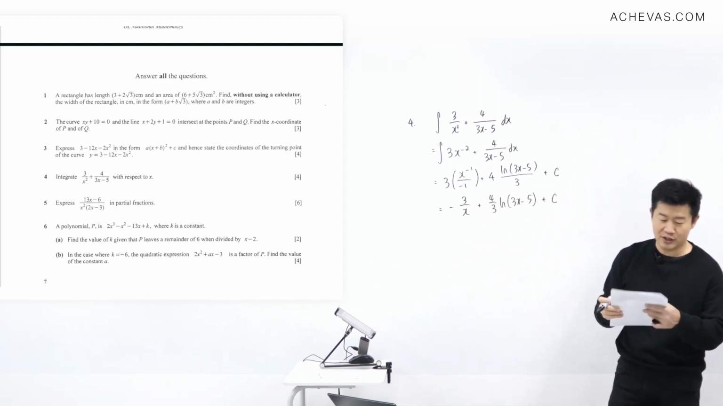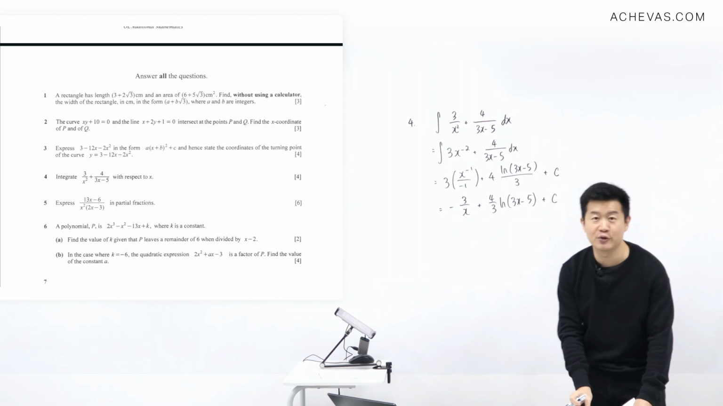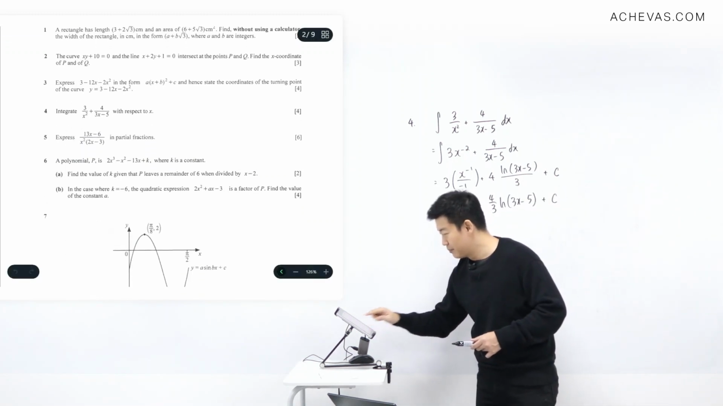Let's take a look at the next question, which is question number 5. It is a partial fraction question. Yep, partial fraction.